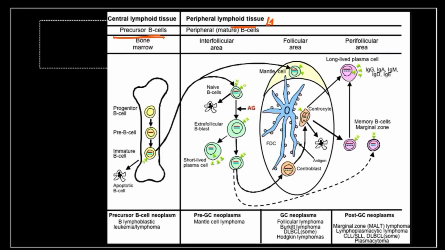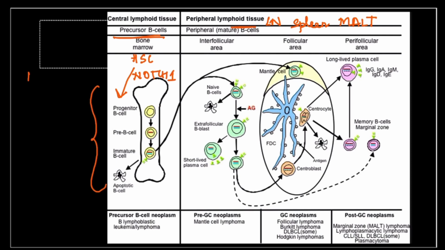B cells develop initially in the primary lymphoid organ, which is the bone marrow, and then move to the secondary lymphoid organs: lymph nodes, spleen, and mucosa-associated lymphoid tissue. In the bone marrow, they undergo stages of maturity from the hematopoietic stem cell, in the absence of Notch1 signaling, into progenitor B cell, pre-B cell, and immature B cell.